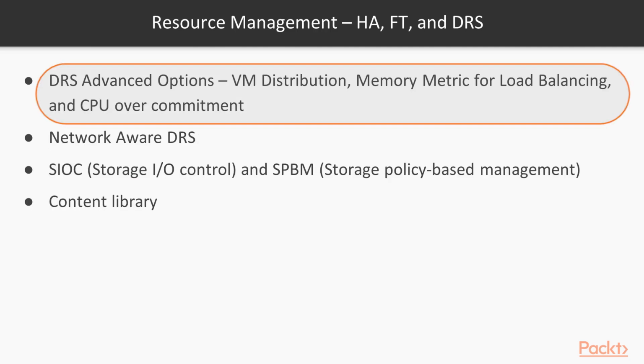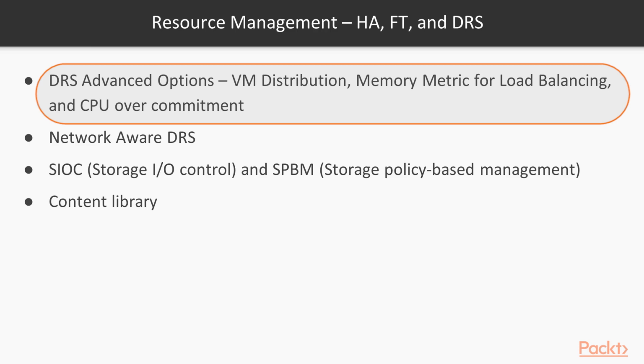Let's look at some of the DRS advanced options in the area of virtual machine distribution. There's a memory metric for load balancing, and there's some aspects around CPU overcommitment that we need to look at. So basically some of the advanced options have been moved to the UI and have a checkbox now. So VM distribution basically means that the cluster, or the DRS, tries to enforce an even distribution of VMs, which is to spread the number of VMs evenly across the hosts.